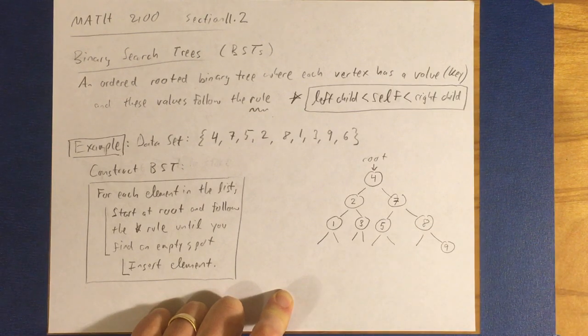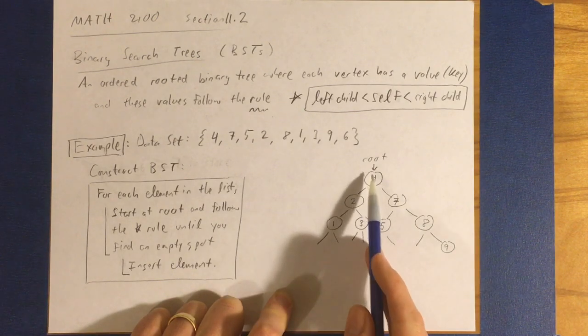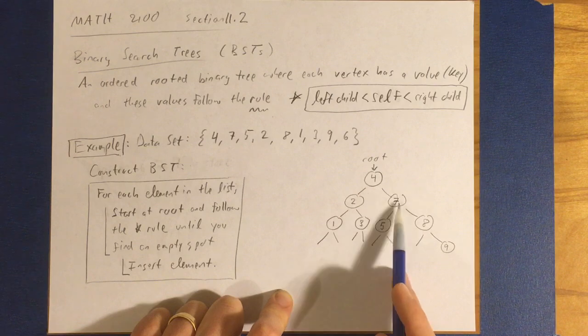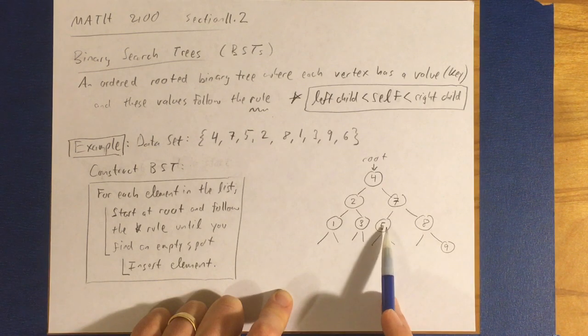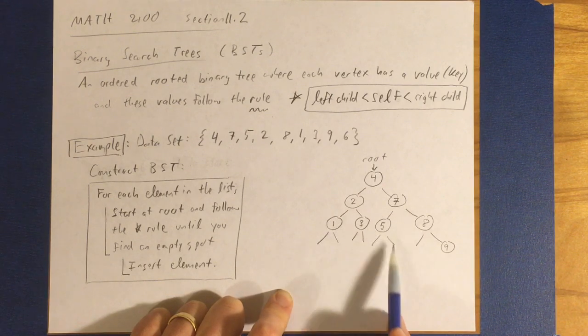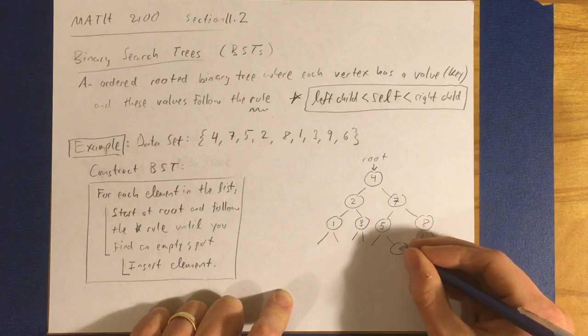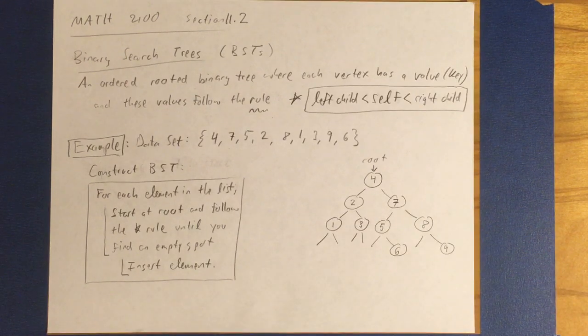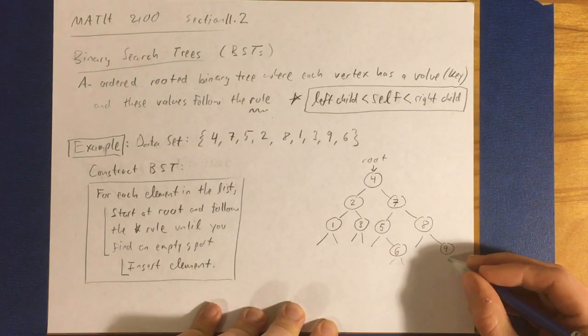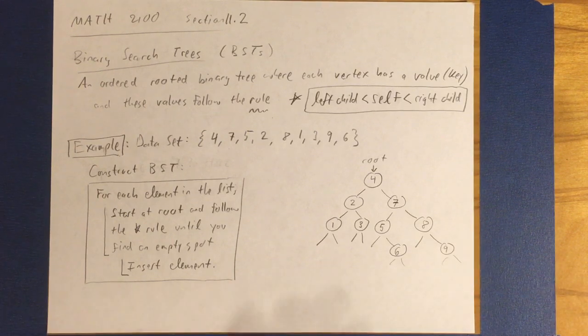So we're going to insert 9 down there. And then finally 6 is greater than 4, but less than 7, so we go to the left. We find 5. 6 is greater than 5, so we go to the right. And we insert our 6 right there. Now, when you insert something, it's going to have a left and a right child.